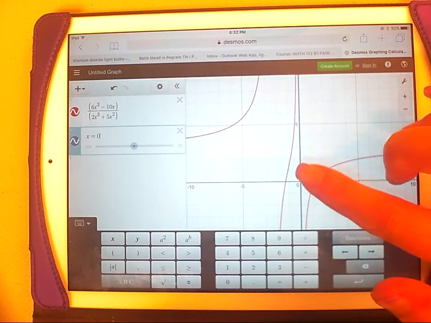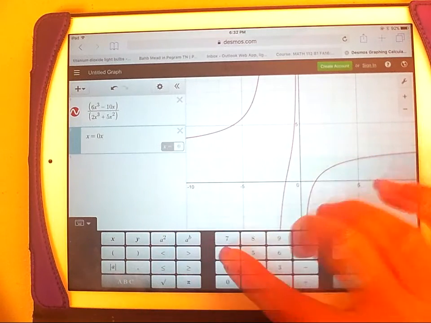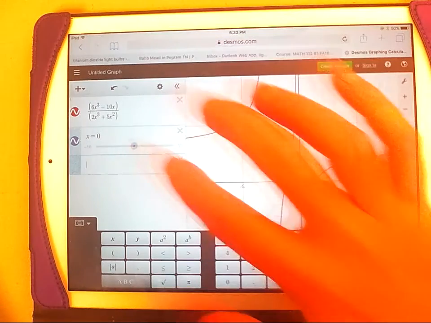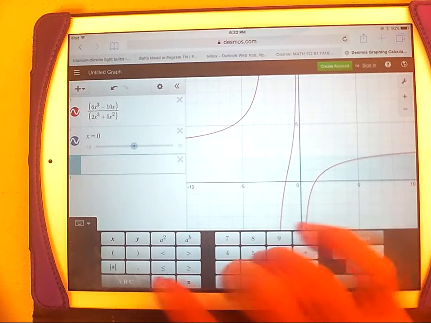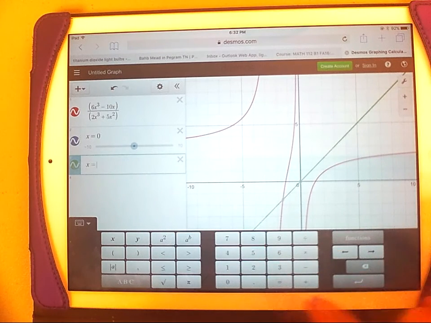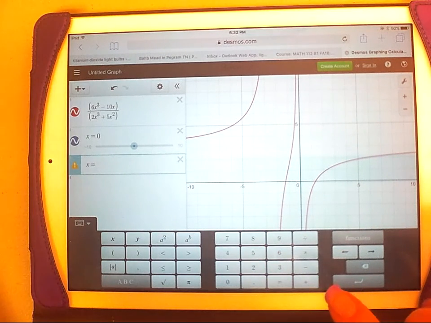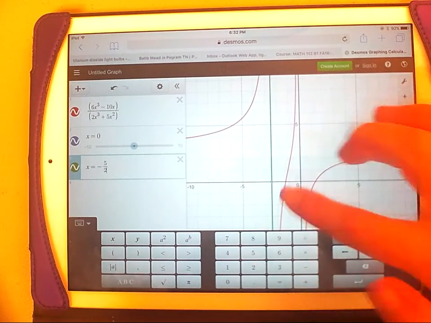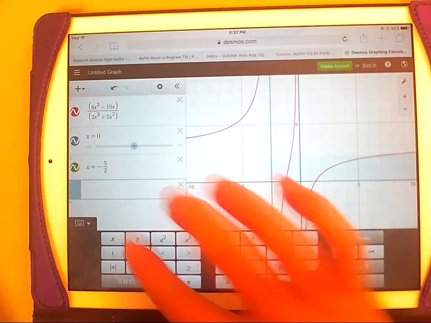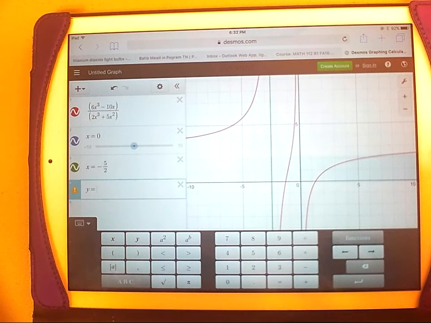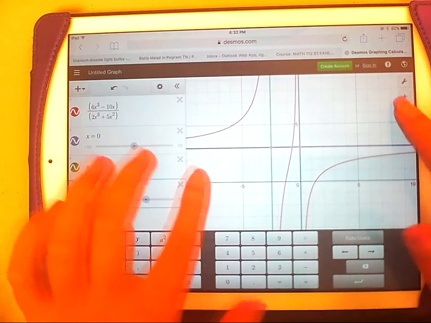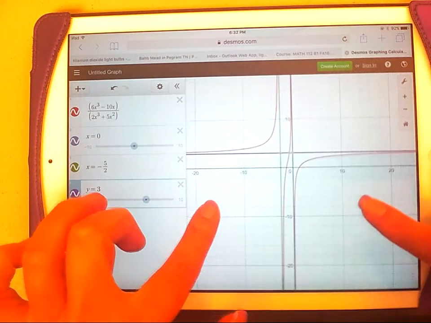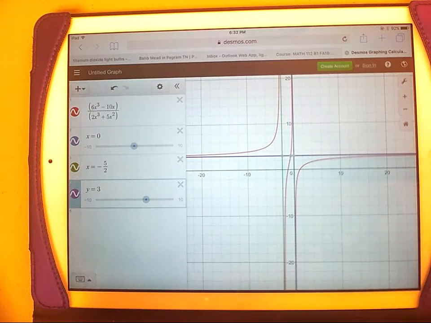Okay, so there's that. And then we also had a vertical asymptote when x is equal to negative 5 halves. Yeah, negative 5 divided by 2. So there's that asymptote. And then we can put in y equals our horizontal, which was y equals 3. Okay. Then I can make it a little bit larger, and we can see how that graph comes in and out of play.